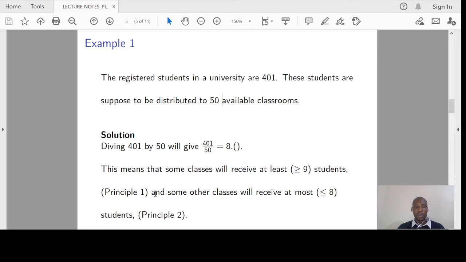That is principle 1. And some other classes will receive at most 8 students. That's less than or equal to 8 students. That is principle 2.